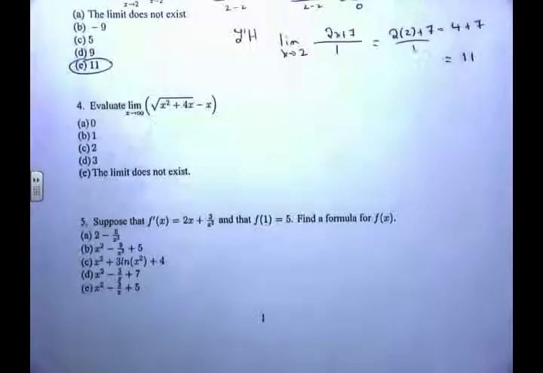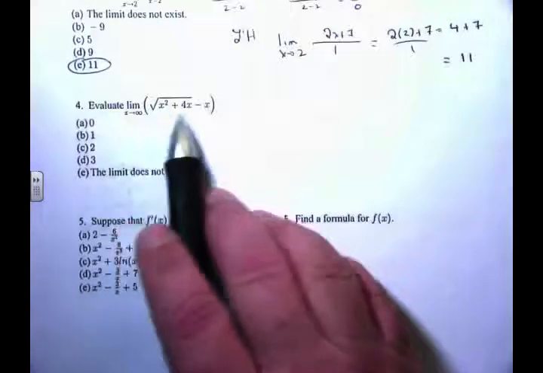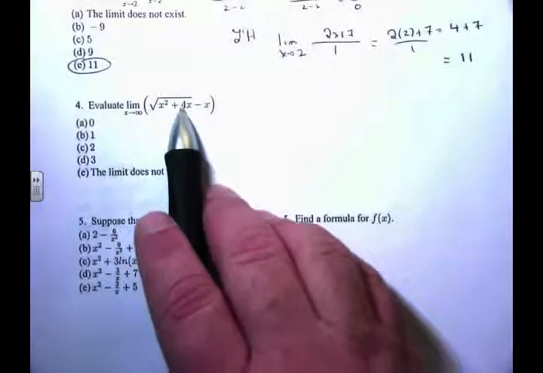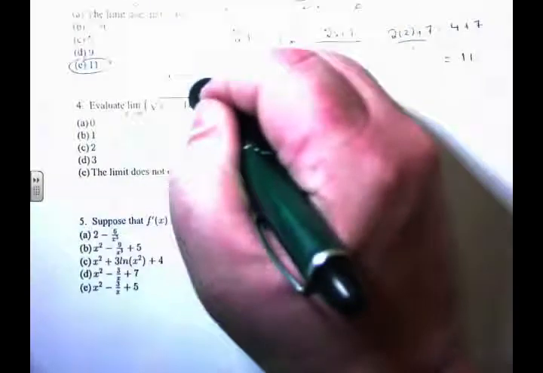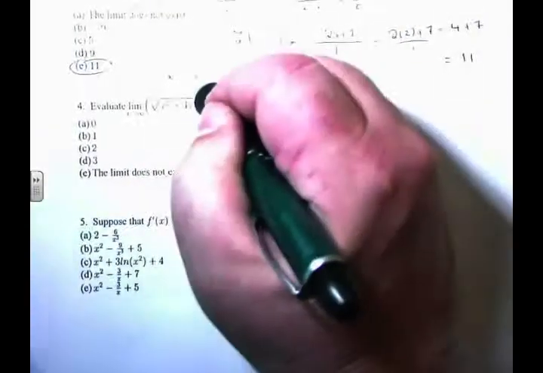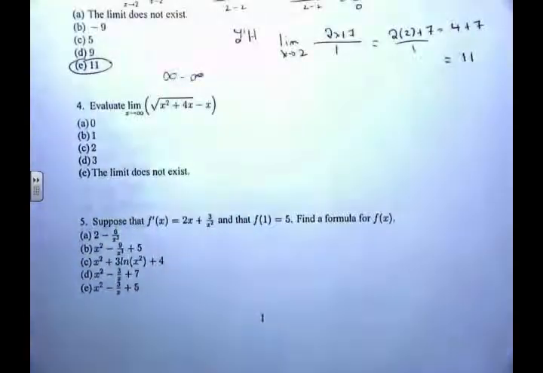All right, first rule of limits, plug in infinity. Infinity squared is infinity. 4 times infinity is infinity. Infinity plus infinity is even bigger infinity. Square root of infinity is still infinity. Minus x is infinity. So it's infinity minus infinity.